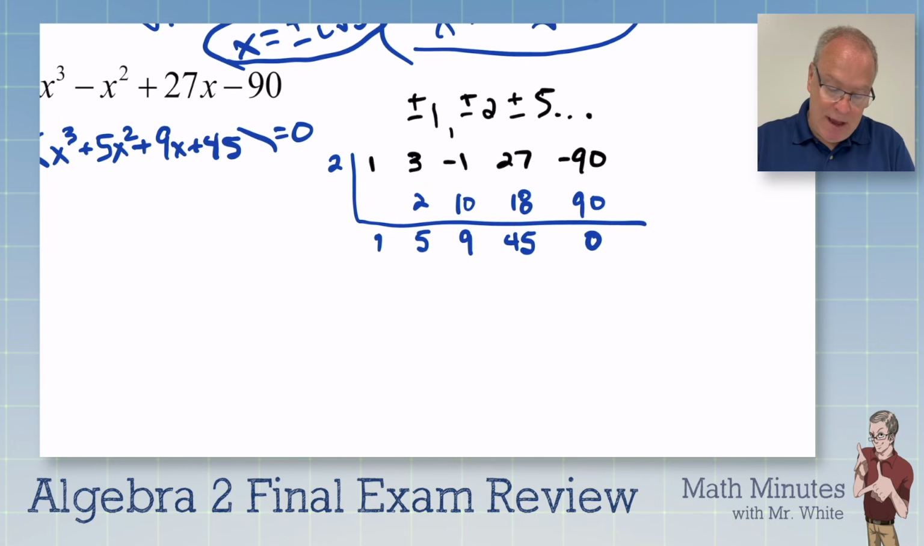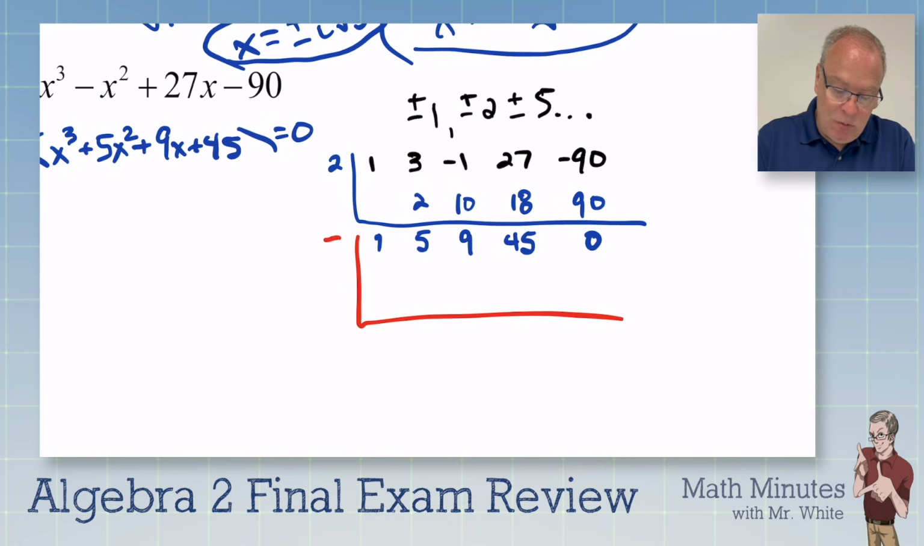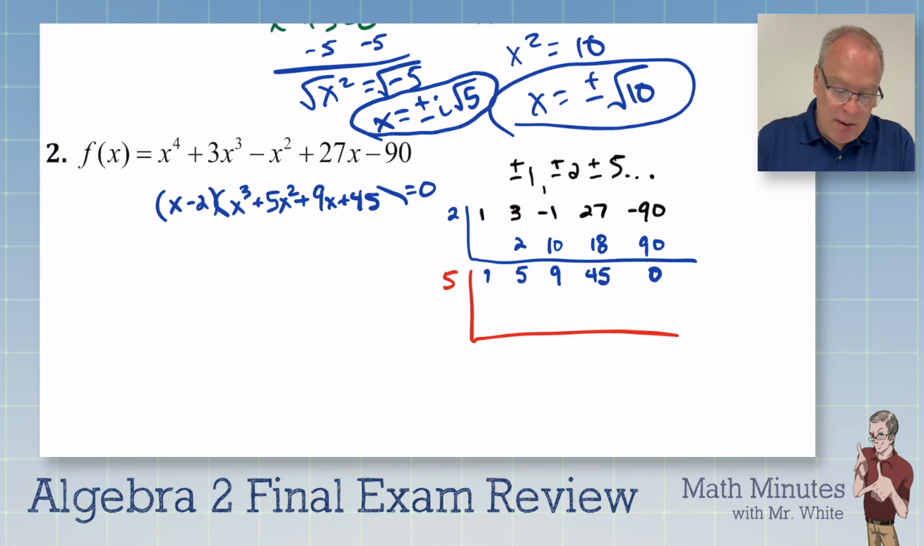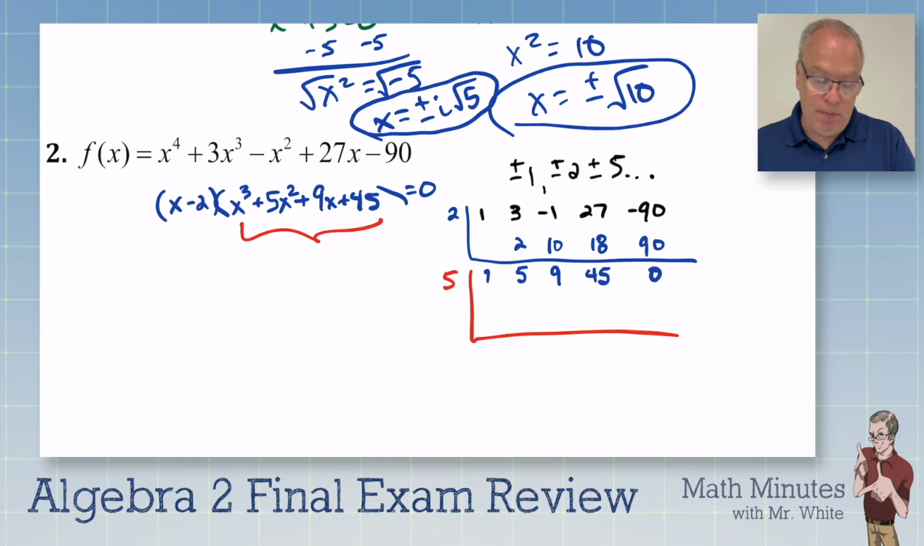Let's try 5. So I'm going to take these numbers, and I'm going to do this again with 5 now. Because what I'm doing is seeing if this guy right here splits up. And since 45 is divisible by 5, that's why I'm picking that. I'm going to try 5. If that doesn't work, then I'll go for negative 5.